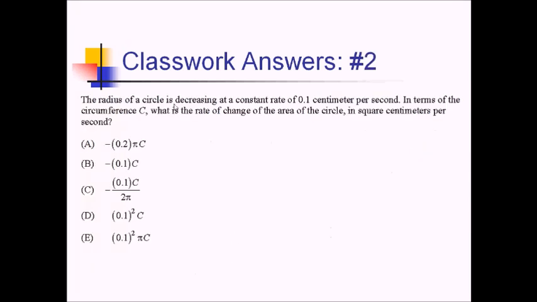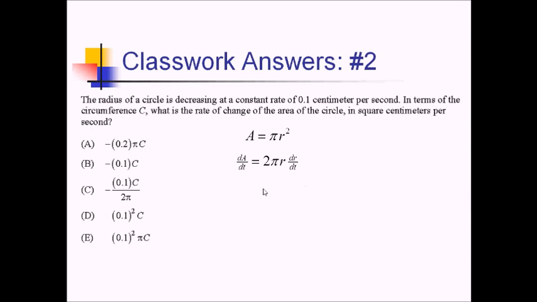For this problem, radius of a circle is decreasing at a constant rate of 0.1 centimeters per second. In terms of the circumference, C, what's the rate of change of the area of the circle in square centimeters per second? So this is a related rates problem. There's a whole bunch of rates of change being thrown around here. Let's start with the formula for the area of a circle, because that's what we want the rate of change of. So we've got A equals pi r squared, and we're going to take the derivative of that with respect to t now. So we'll have dA over dt equals 2 pi r dr over dt.